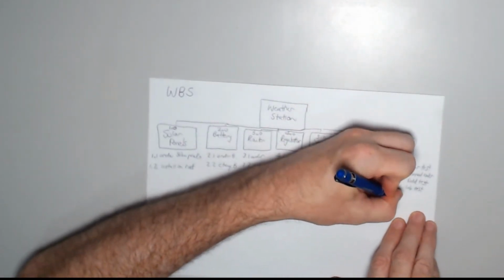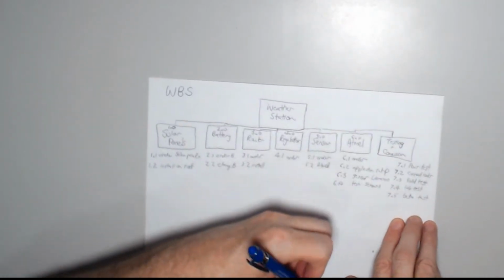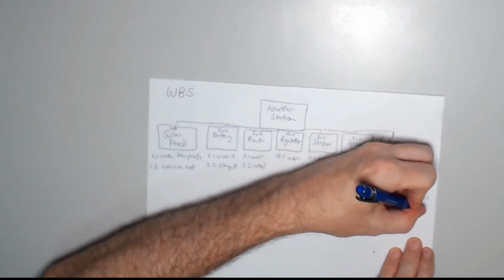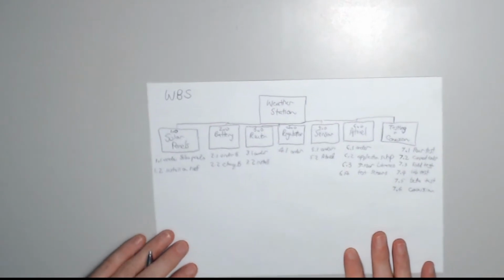So 7.5, I'm going to do a second test. I'm going to call this a beta test. And then finally, I need to commission this system. So I'm going to do 7.6 commission. Okay, so that's a very basic work breakdown structure.